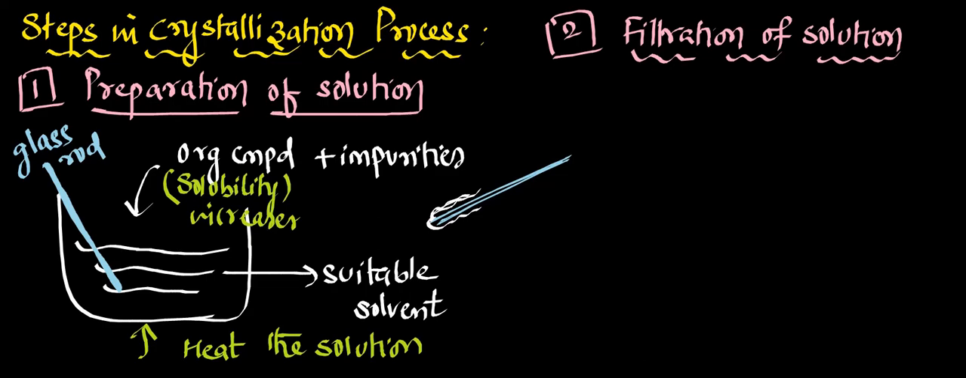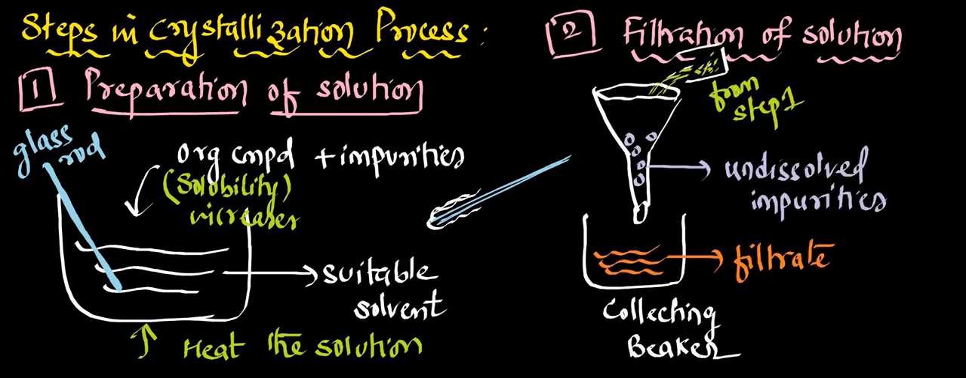Now the second step is filtration of the solution. We just filter the solution that we prepared in step 1. So this is the diagram for the filtration process. We take a collecting beaker, which collects the filtrate, and we take a funnel. We cover it with some filter paper or some suitable separator. The solution prepared in step 1 will be poured into this funnel. The funnel will allow the liquid particles to pass, but it will stop the undissolved impurities.